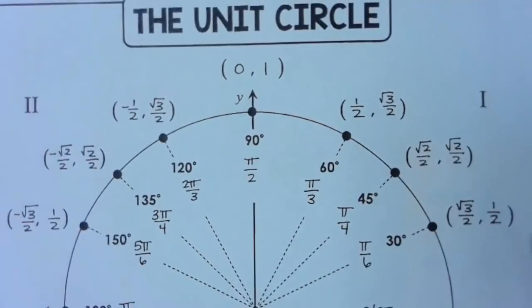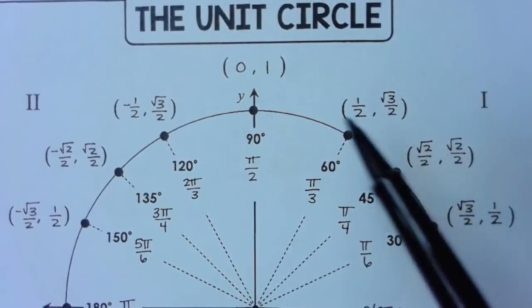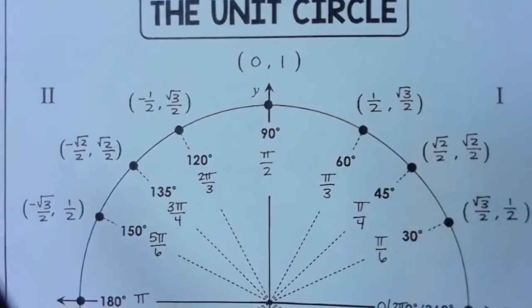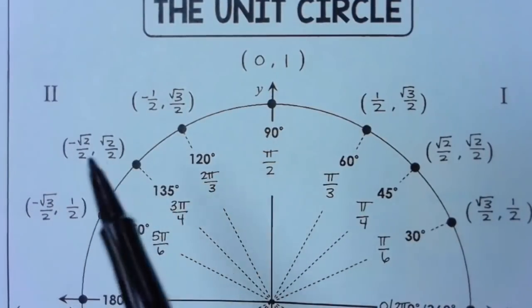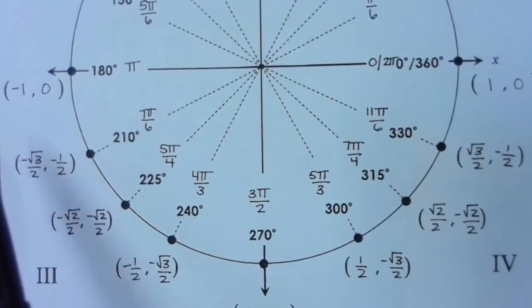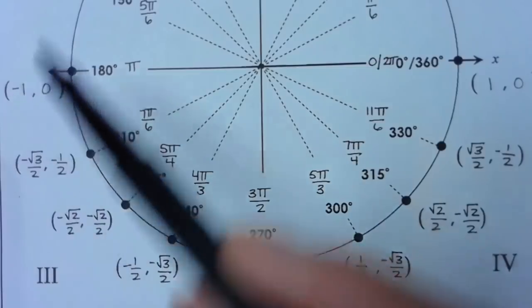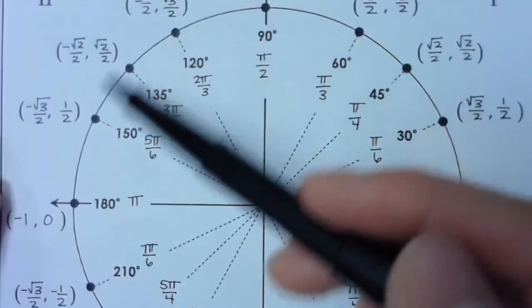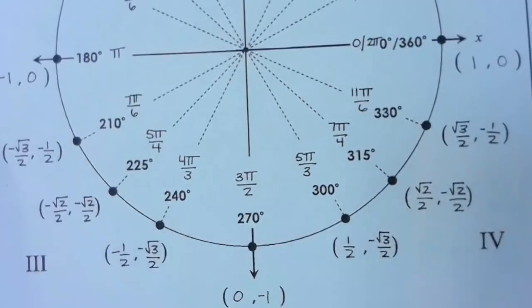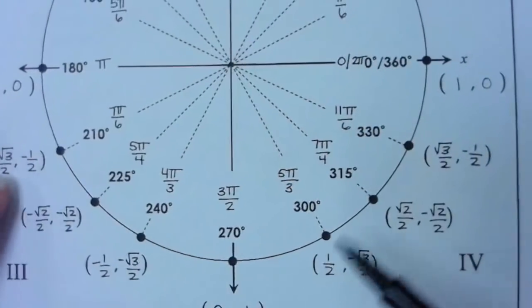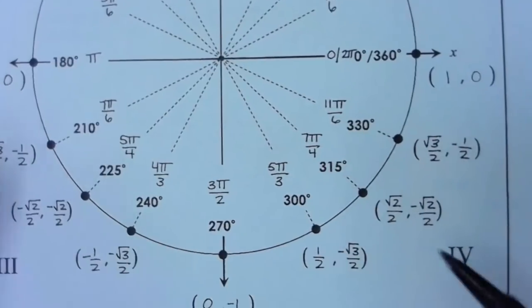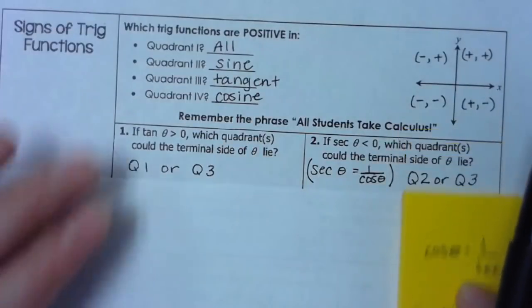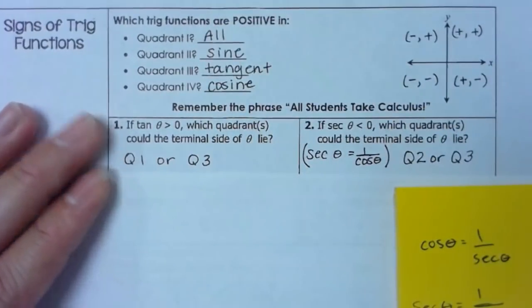Right here, cosine is positive. Here, cosine is negative, so these are less than 0, so we have quadrant 2. Here, these are still negative, so cosine is negative. Therefore, if you take the reciprocal of both of these, the ones in quadrant 3 and quadrant 4, secant will also still be negative. And then right here, cosine is positive, so I can't use quadrant 4. So the only two quadrants I can use are quadrant 2 and quadrant 3.